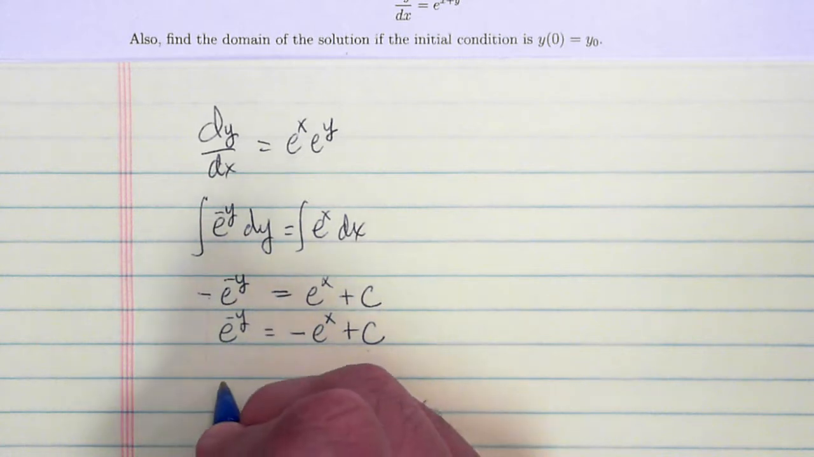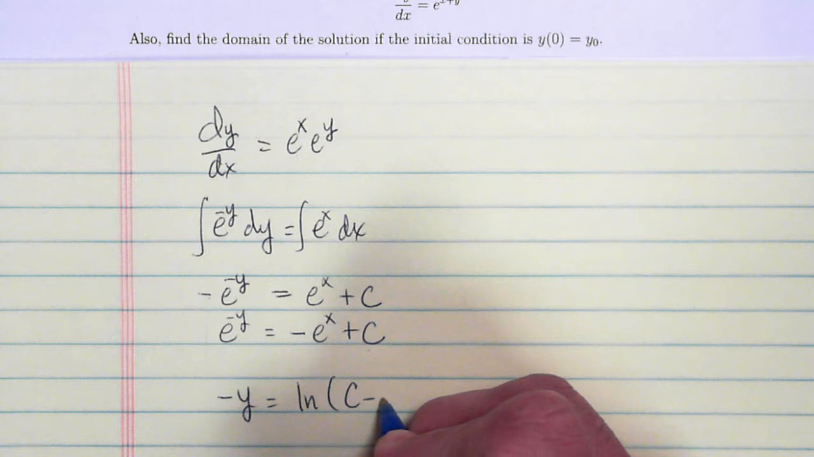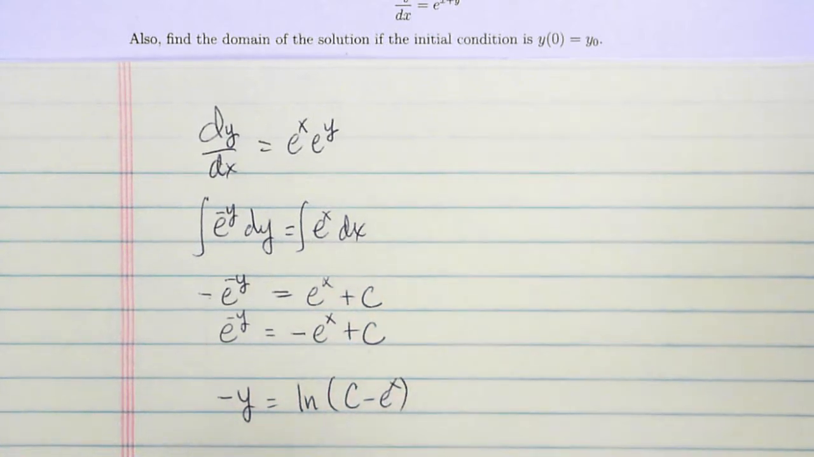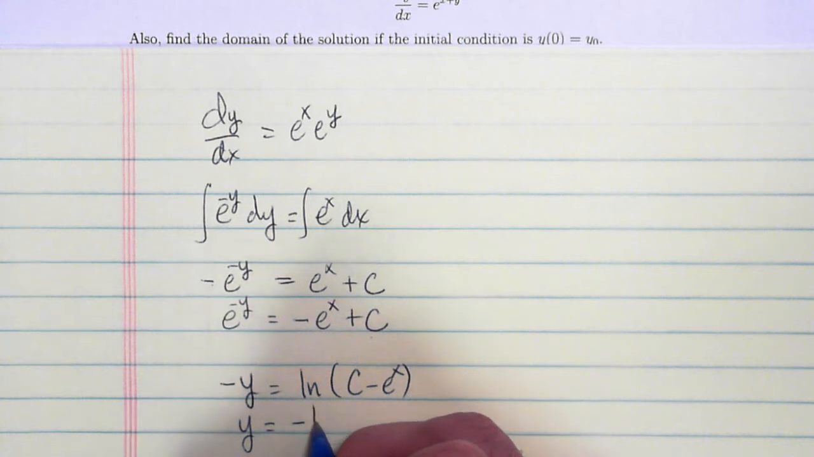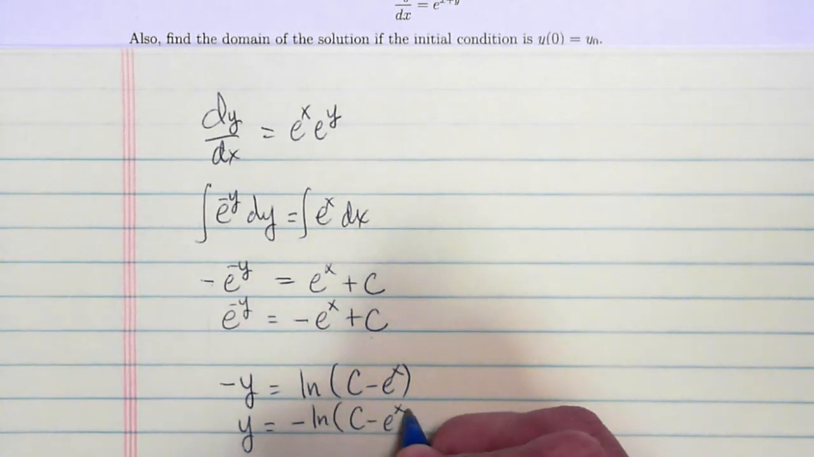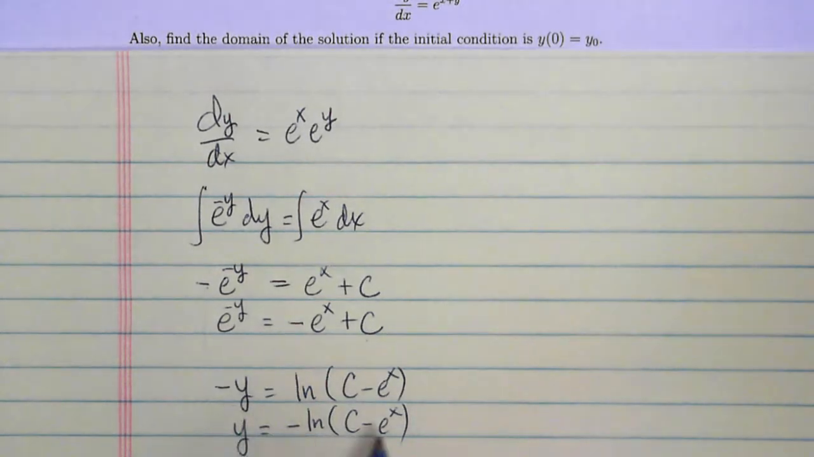Then let's take the natural log of everything. So negative y is equal to natural log of c minus e to the x. And then finally, we'll multiply by negative 1, so y is equal to negative natural log of c minus e to the x. Okay, so that's the general solution.